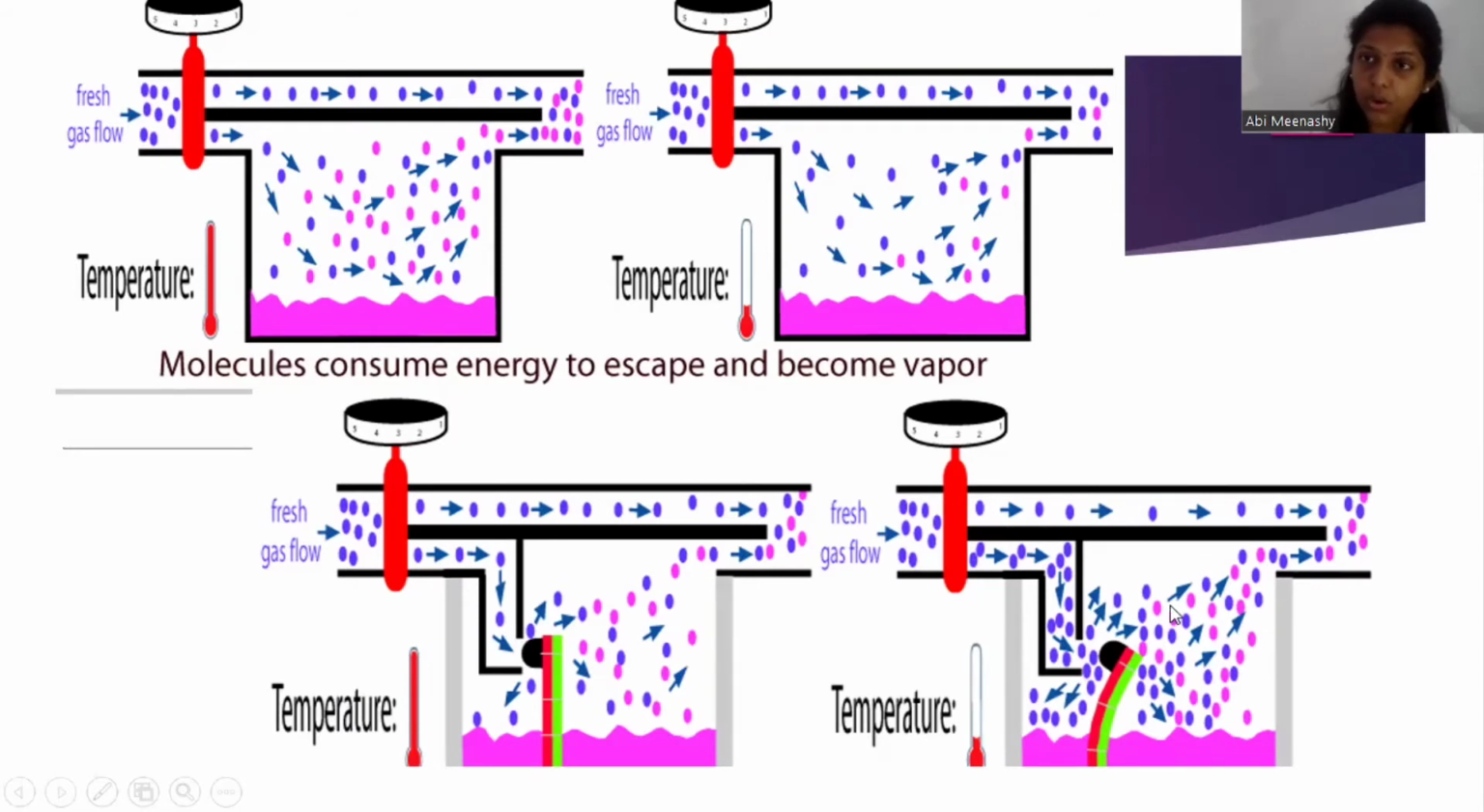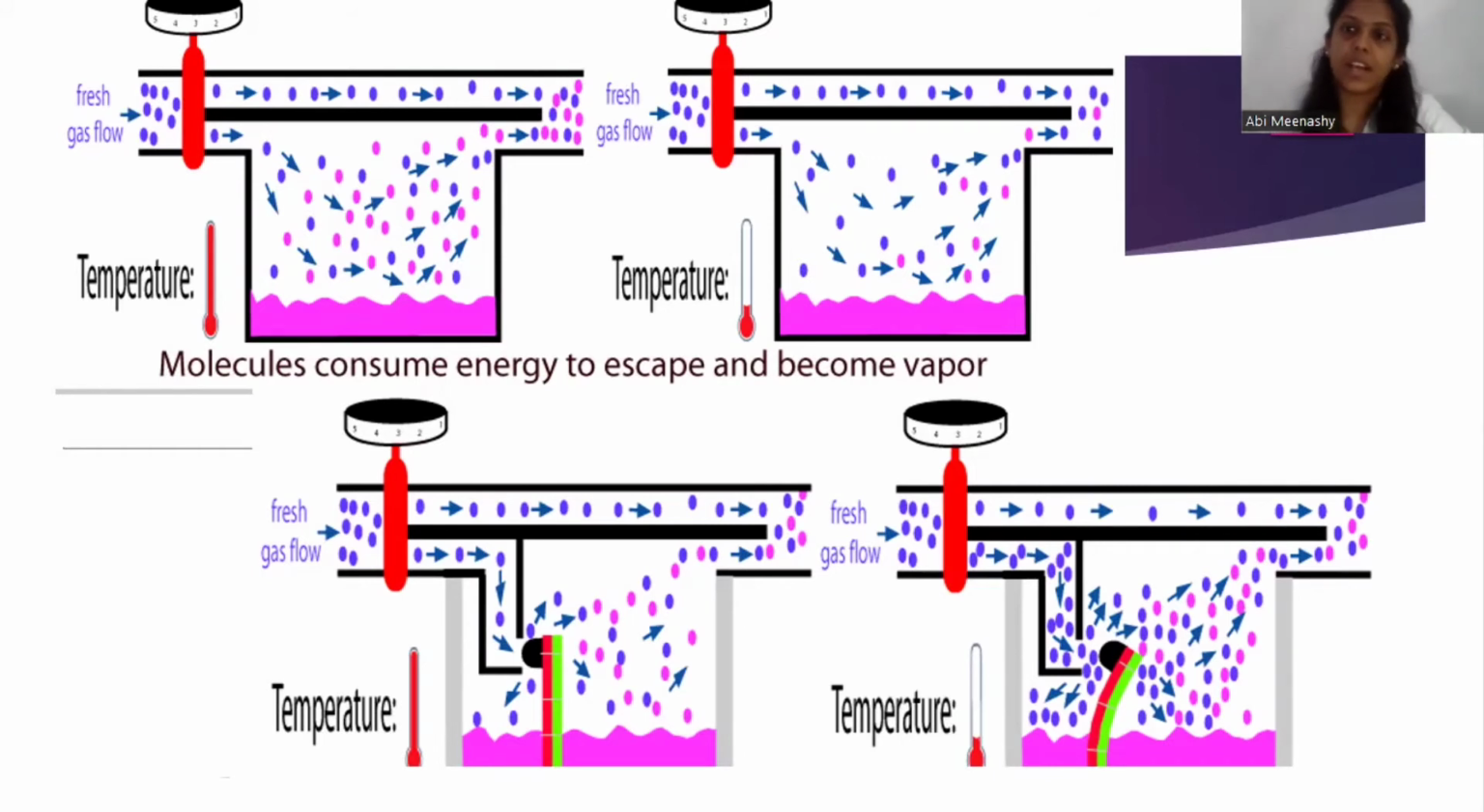When temperature is low, not much vaporization will happen, so not much saturated vapor you can generate. So what will happen when temperature is low? The bimetallic rod opens up and invites a lot of fresh gas flow to go inside the vaporizing chamber, because now we need a lot more gas to go inside the vaporizing chamber and to get saturated with our vapor.